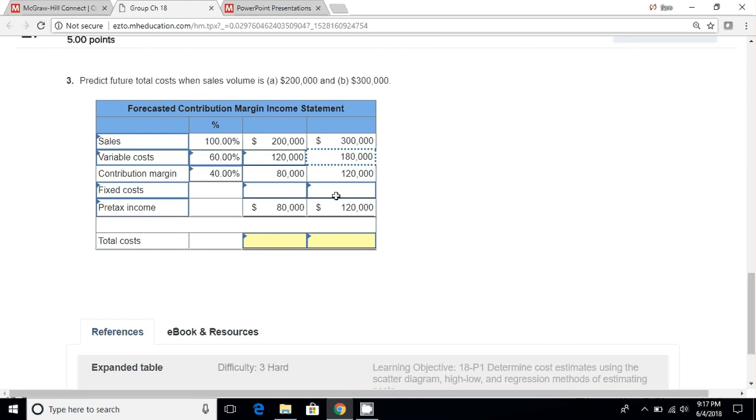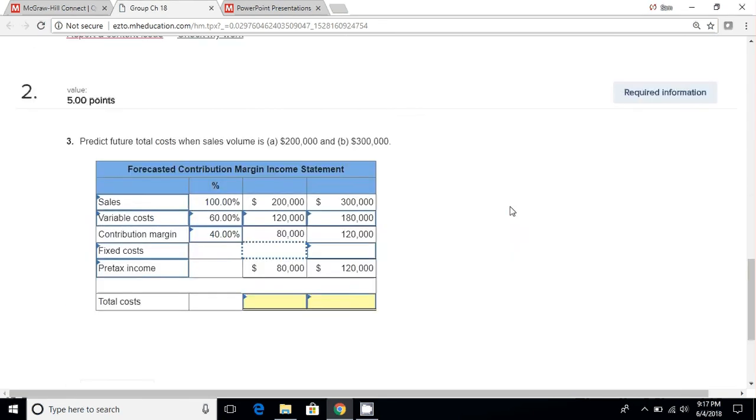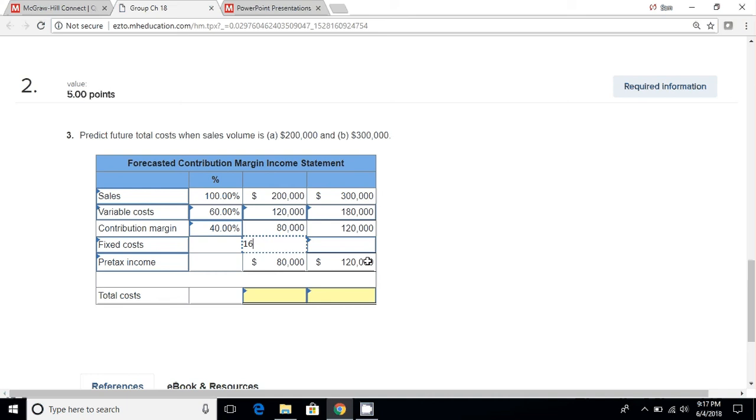But what's fixed cost? Well, we figured it out up here. It's always 16,000, at least as long as we're within the relevant range. 16,000 there, 16,000 there. We found pre-tax income, right? If we're going to do 200,000 sales, we're going to make 64 grand. If we're going to do 300,000 sales, we're going to make 104 grand. Good, right? This is just saying what's total cost. Just a reminder, right? We're just trying to hammer it home.